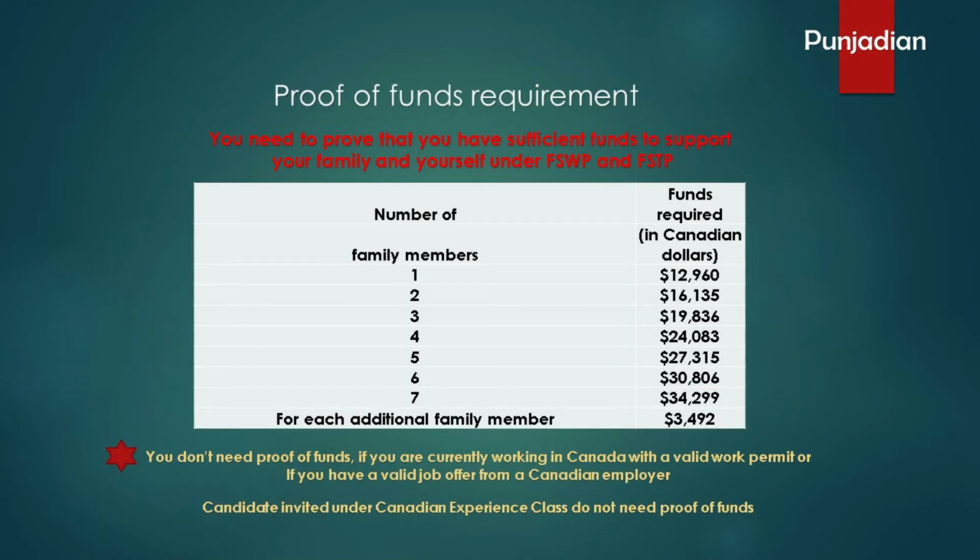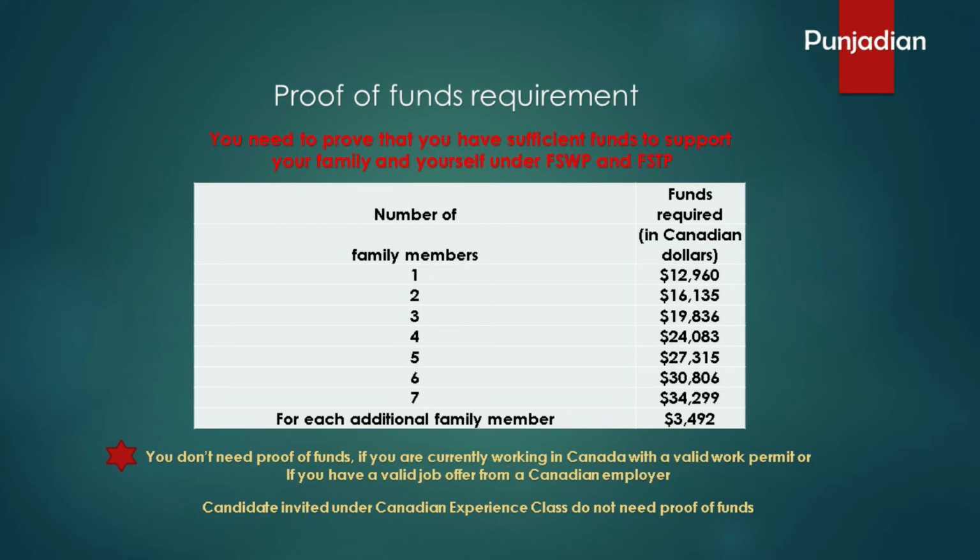Another eligibility requirement under Express Entry is the proof of funds. You need to prove that you have sufficient funds to support your family and yourself under the Federal Skilled Worker Program and the Federal Skilled Trades Program. Important point to note here is you don't need proof of funds if you are currently working in Canada with a valid work permit or if you have a valid job offer from a Canadian employer.